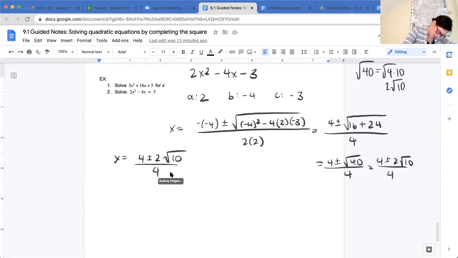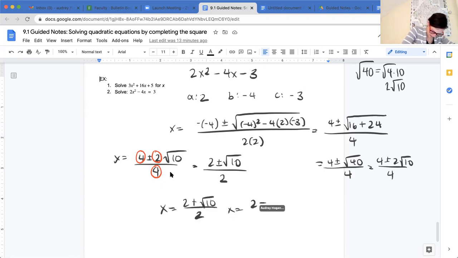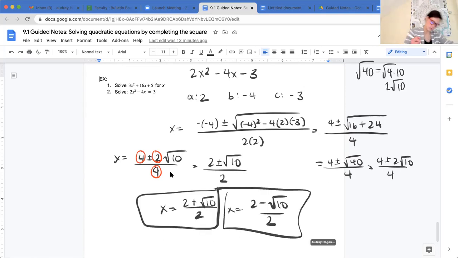But looking at this, we can see that 4, 4, and 2 are all divisible by 2. So we're going to divide out a 2 here. So 4 divided by 2 is 2, plus or minus 2 divided by 2 is 1. So we're just going to have square root of 10 over 2. So we did a little bit of simplification there. And then we know x is just going to equal 2 plus square root of 10 over 2, and x equals 2 minus square root of 10 over 2. And those will be your two solutions, thanks to the quadratic equation.